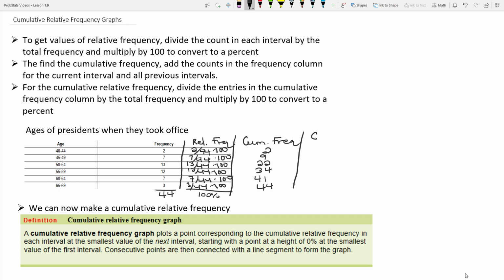Now to find the cumulative relative frequency, you take the cumulative count and divide it by the total. The total was 44, so we put 44 and then times 100, of course. 9 out of 44 times 100. 22 out of 44 times 100, and so on. So for the first one, you're going to get 4.5%.